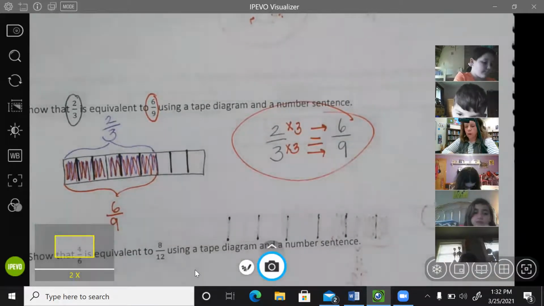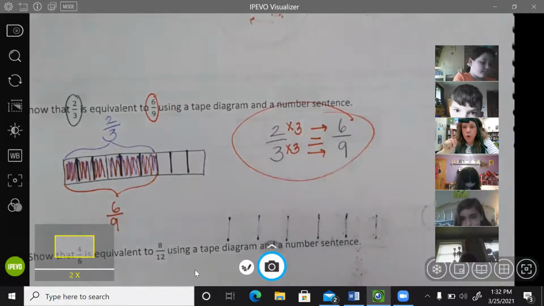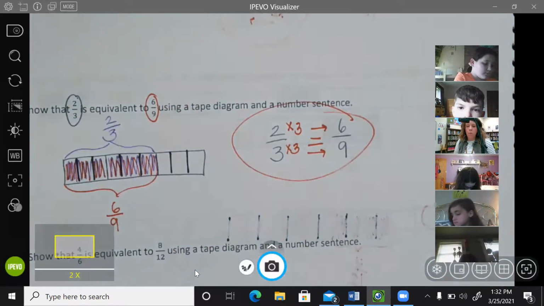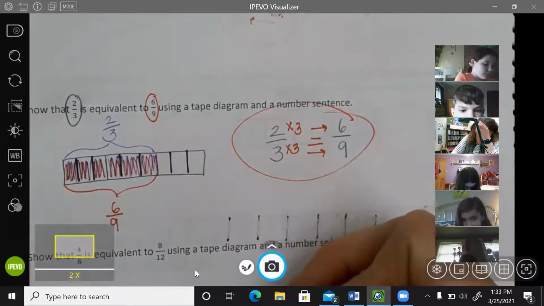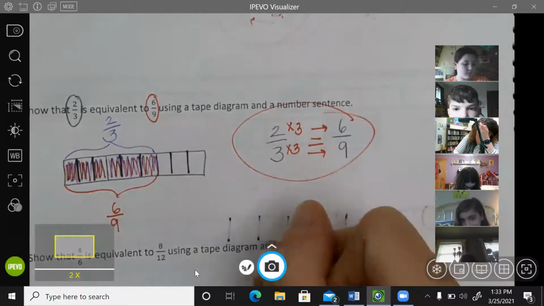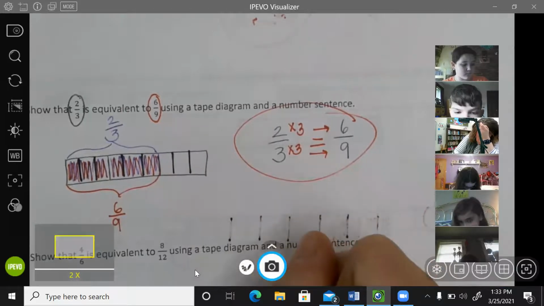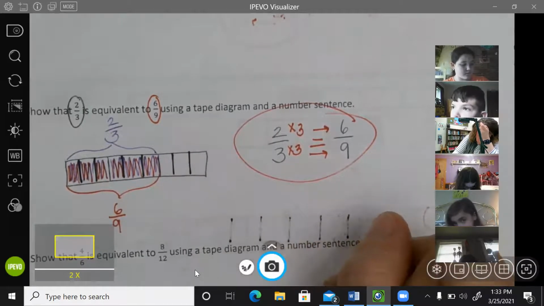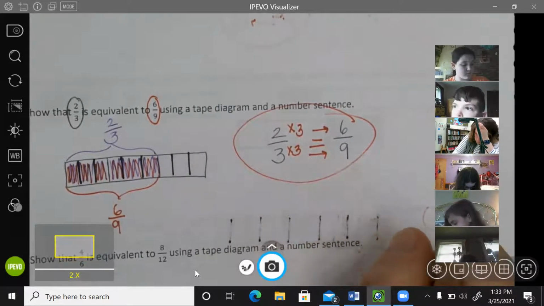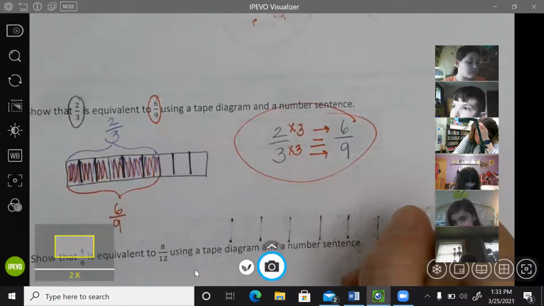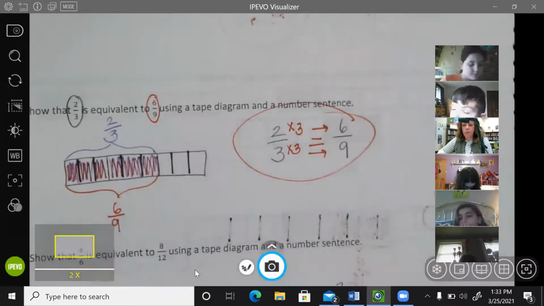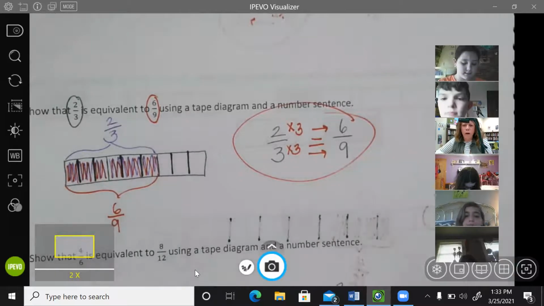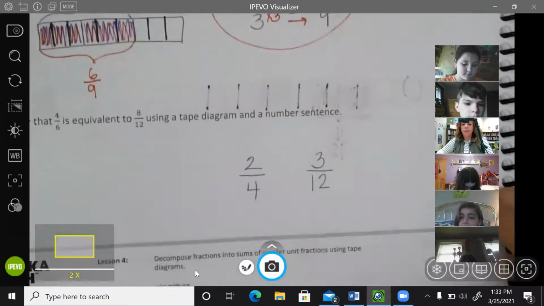Very good. Now there's one more thing I'm going to show you today, but it's not a problem on your page, but I'm going to use the book. So I'm going to give everyone a minute to get that written down, and then we're going to do something. Everyone okay? Can I move my book up? You don't have to write this down. I just want to show you something.